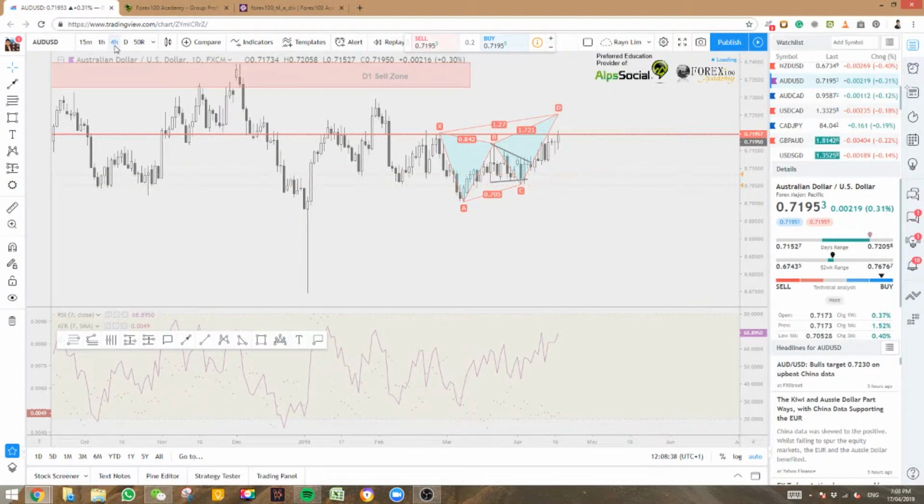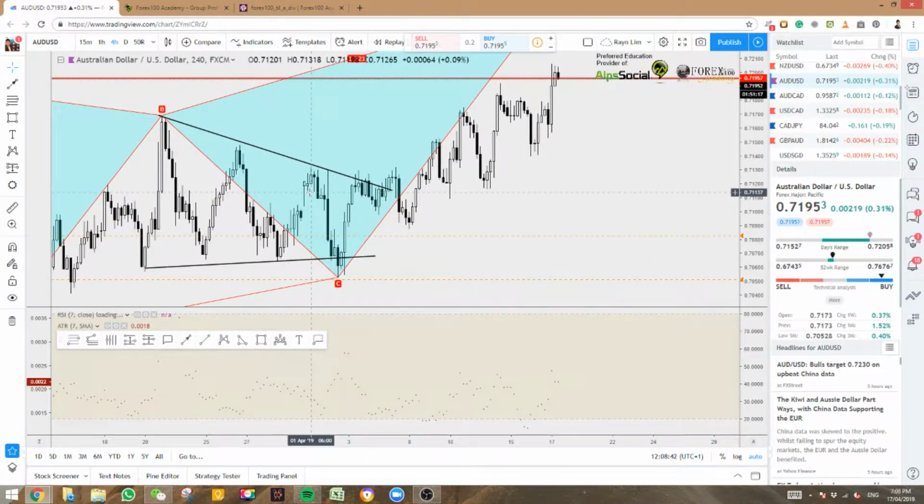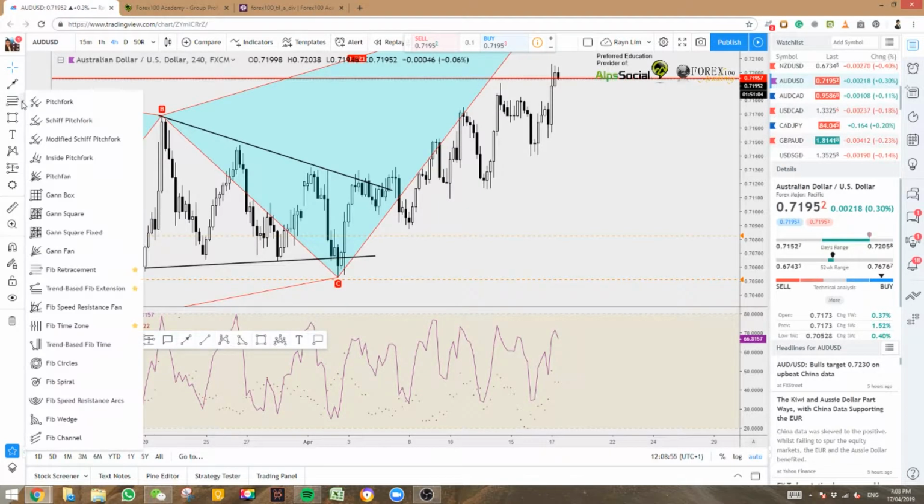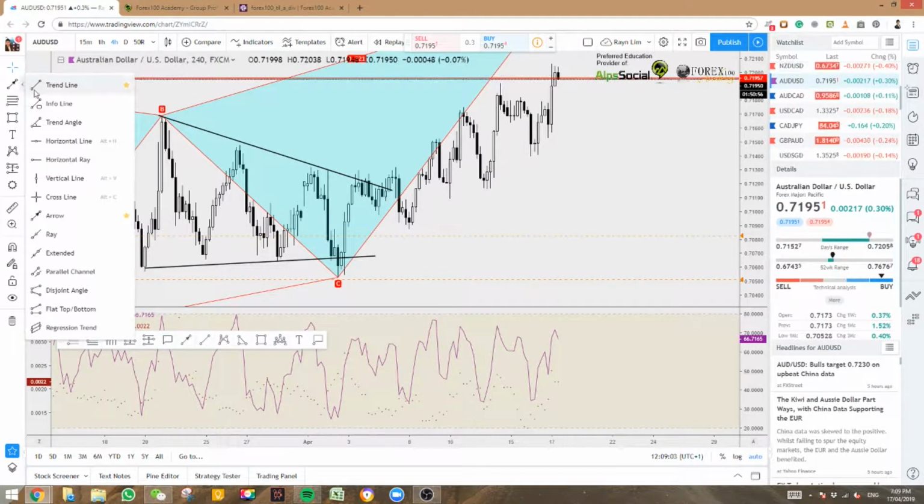Head down to the 4-hour chart. On the 4-hour chart, we can see 2 things. First, this was a consolidation of the trend line at this price. Alright, market then breaks upwards. So a better pattern for me to plot out will be a parallel channel. Let me just bring that up.